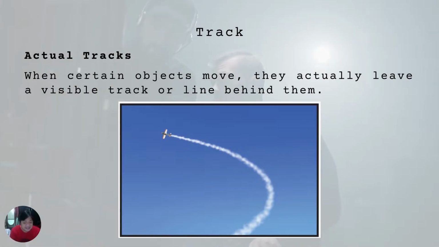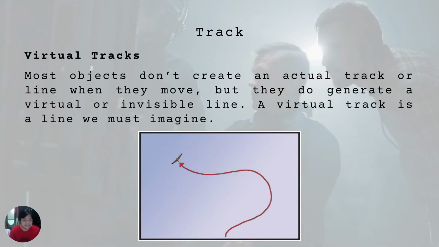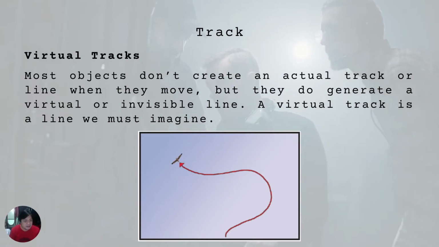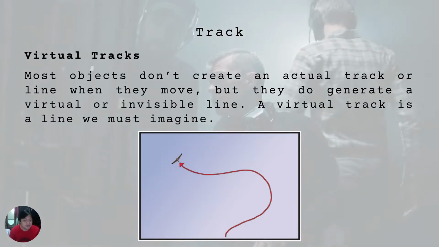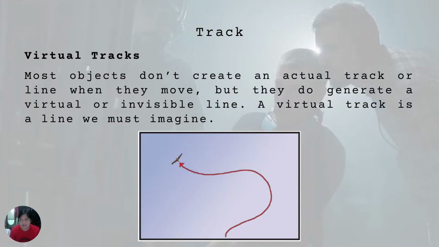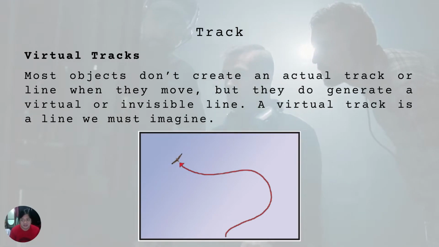Now, for the next example, the lines there I just drew for example purposes, but most objects don't create an actual track or line when they move. But they do generate a virtual or invisible line. A virtual track is a line we must imagine. So, for example, a flying bird or a moving car generates virtual tracks. The lines left behind by the bird or the car exist only in the viewer's imagination.